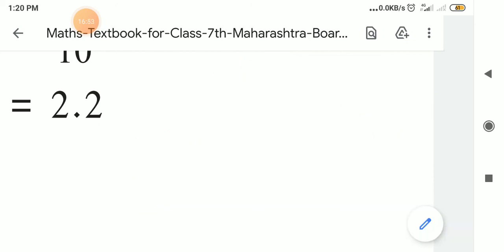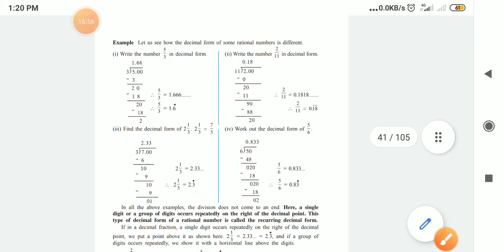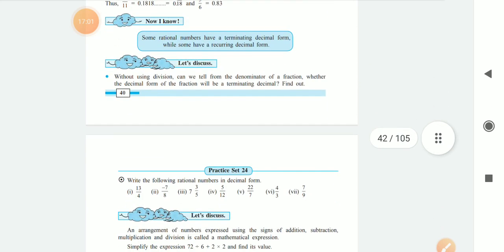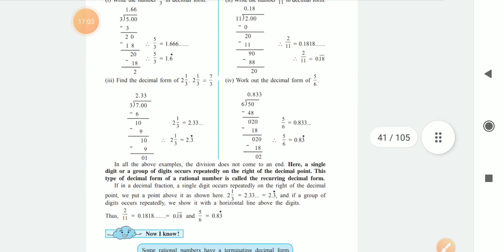So all of you practice this today. And the next examples, 4 examples are there that we will solve, and then we will continue our lesson tomorrow.